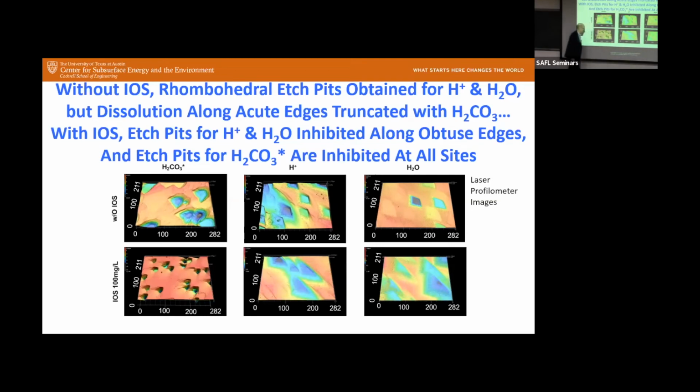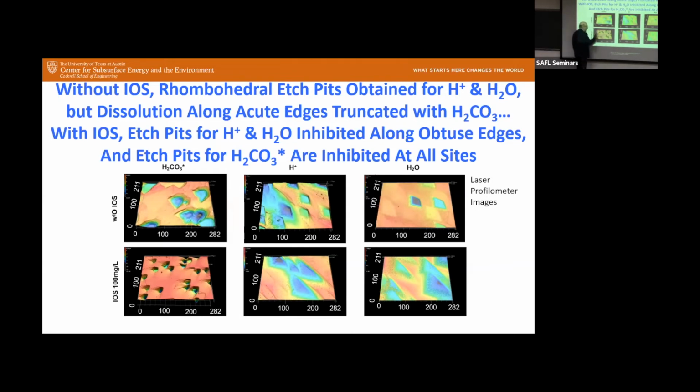If we look then in the presence of IOS, something really interesting happens. Dissolution along the acute edge is truncated. We no longer have that. We have a sharp front here. They're triangles now instead of a rhombus, and we have dissolution only occurring along that acute edge. And so for whatever reason, we have this dissolution which has been inhibited for these two.